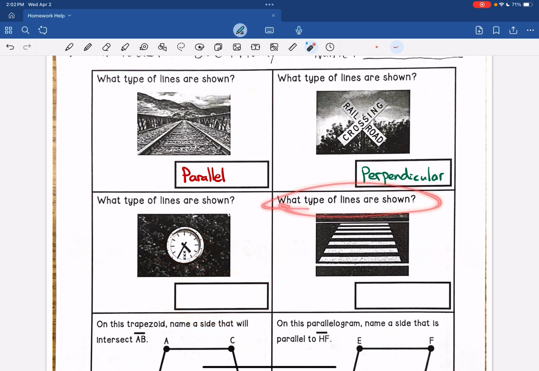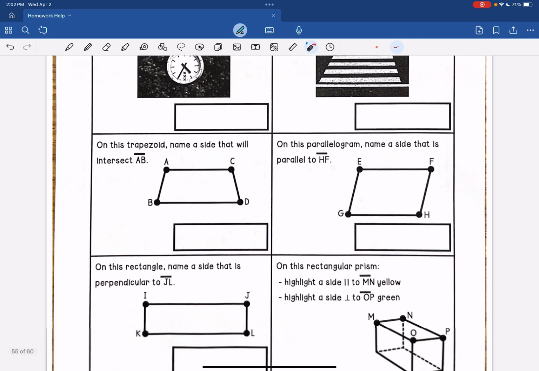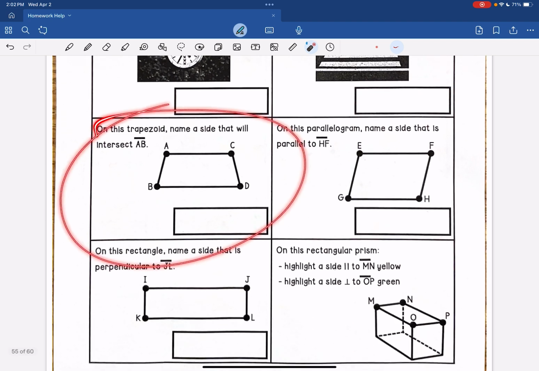Same here. What type of lines are shown? It shows these white lines on the crosswalk. That's what it wants you to focus on. Are they parallel lines or intersecting lines? Write it in there. This next one says, on this trapezoid, name a side that will intersect with side AB.